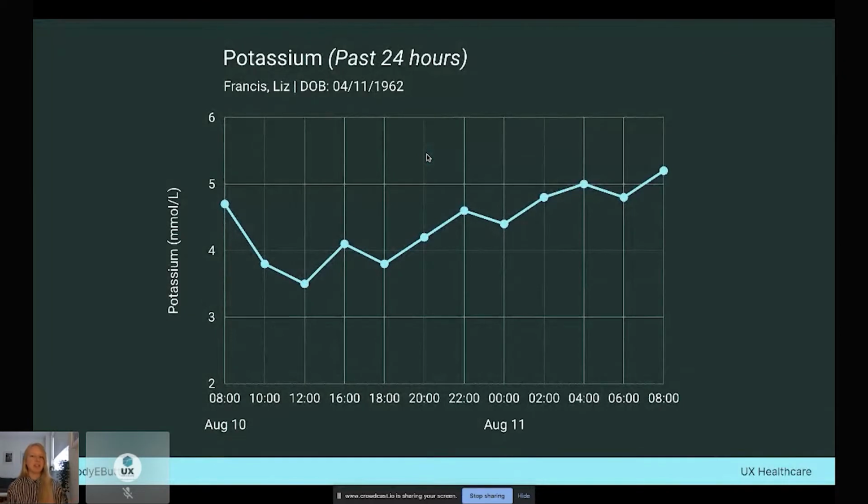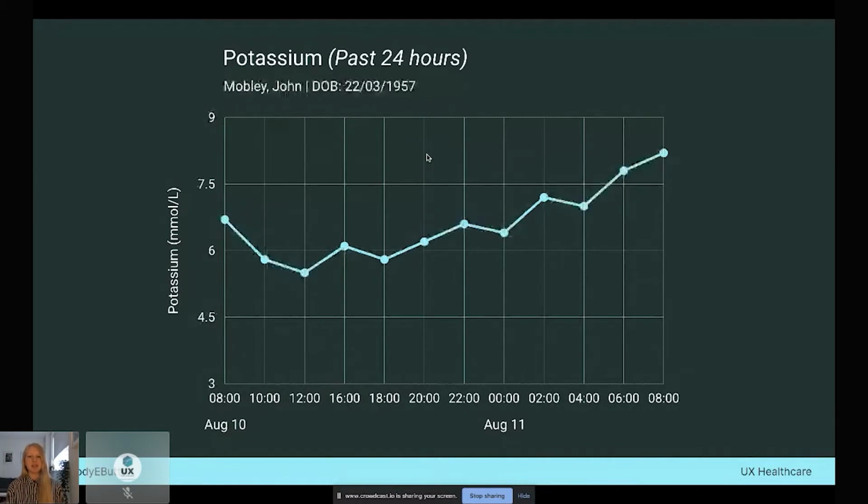Imagine that you're a clinician reviewing a patient's potassium levels. You're presented with this graph. Things seem to be trending in an okay direction. Everything looks okay. Then you switch to another patient, and that trend line is very similar. And again, you're just moving through your patients. You're very busy, and things seem to be okay, and you move on.